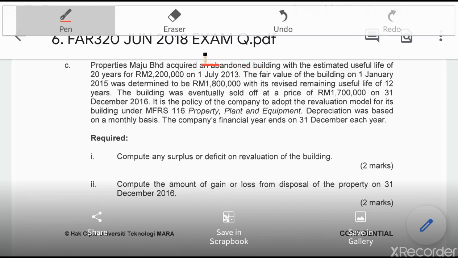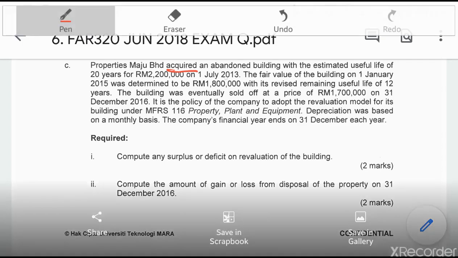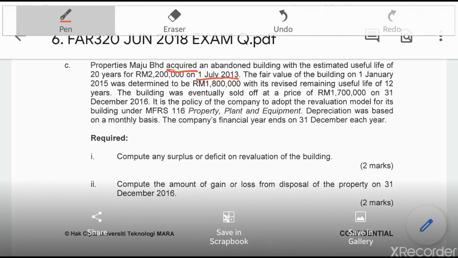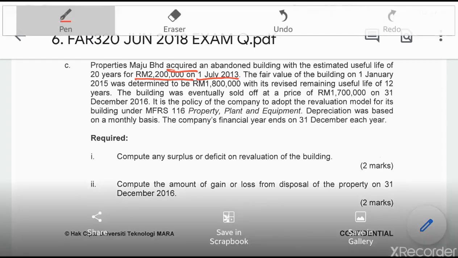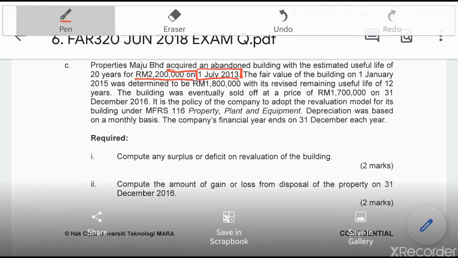So you acquired an abandoned building, meaning that that is the date of acquisition. It was acquired on 1st of July 2013. And on that date, the initial cost was 2.2 million. So 1st of July is the initial recognition date or the date of purchase, and the cost was 2.2.